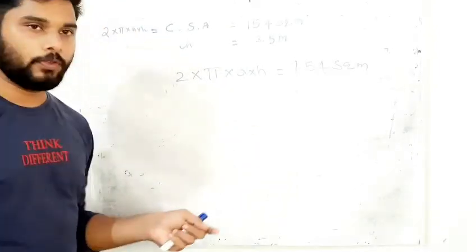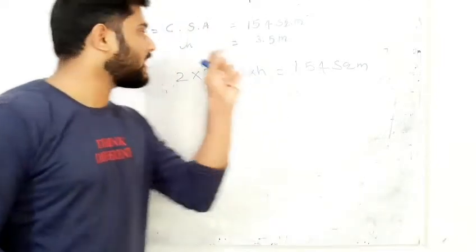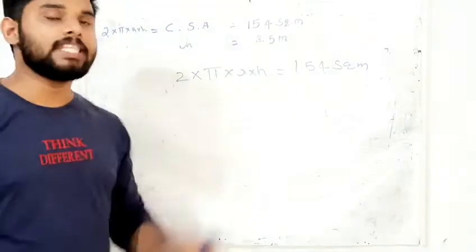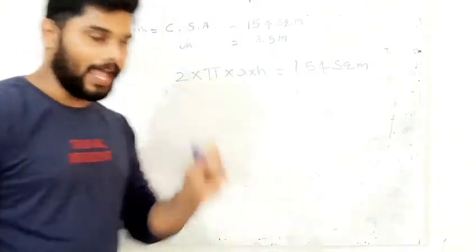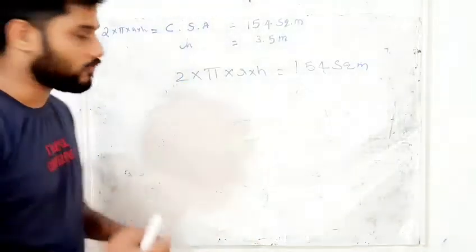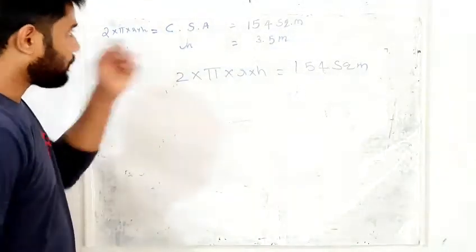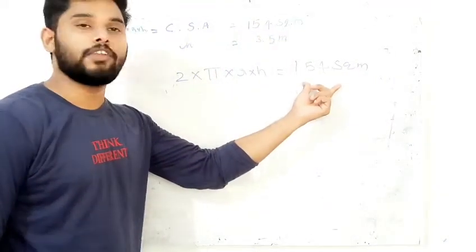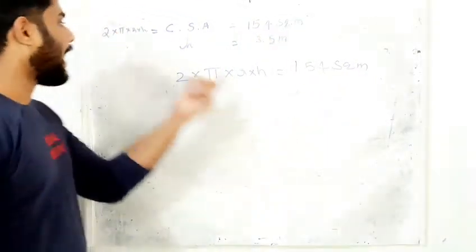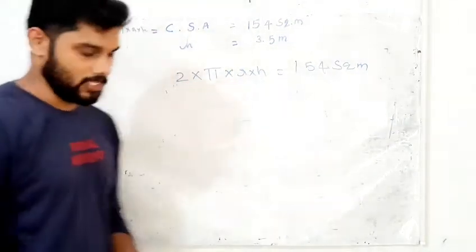Cylinder volume we already know: pi into r square into h. So we need r, that means we need the radius. Without the radius we can't find the cylinder volume. For that we have to find the radius, and for that we are using this equation. The curved surface area is already given here, 154 square meter, and we know the curved surface area equation is 2 into pi into r into h.